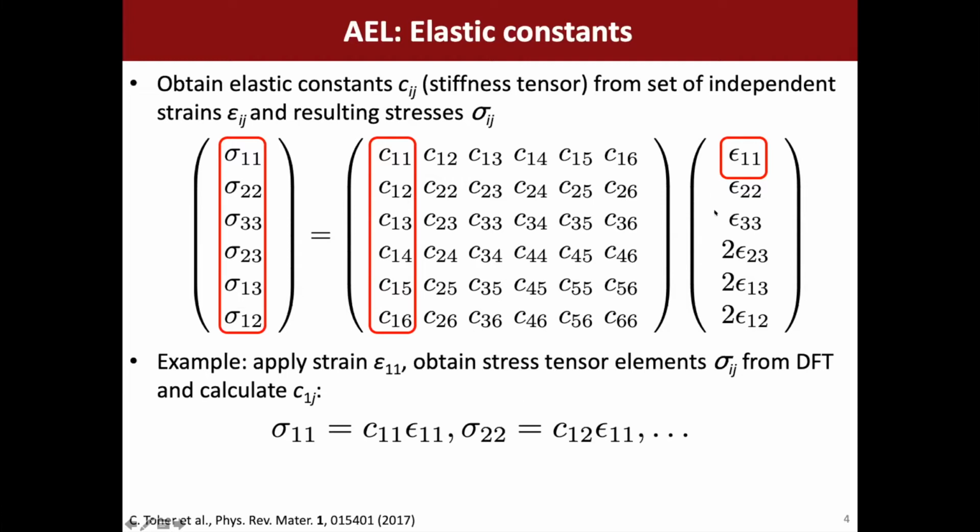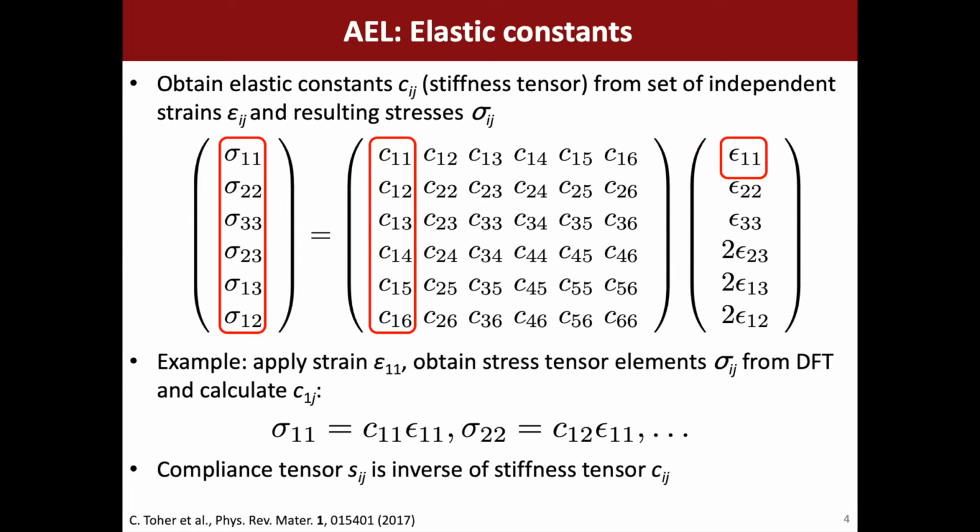Then you do this for each one of these strains, and this gives you this full 6x6 elastic tensor. This is known as the elastic stiffness tensor. The individual components are known as the elastic constants. And then you have what's called the compliance tensor, which you get by inverting this. So the compliance tensor really tells you what the strain response will be for a particular stress.